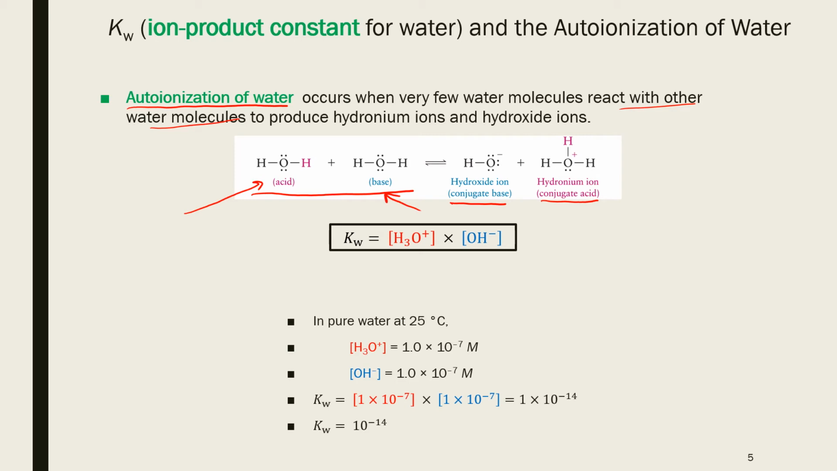In pure water at 25 degrees Celsius, the concentration of hydronium ion is measured to be 1.0 times 10 to the negative 7 moles per liter.